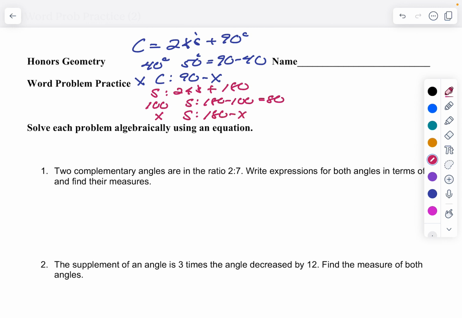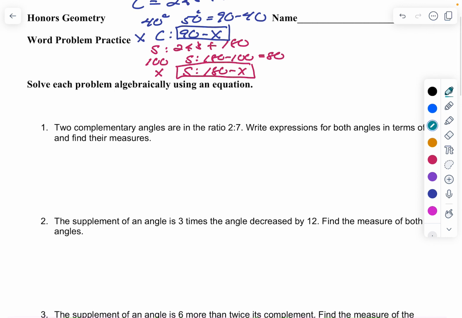And we're going to need those to solve some of our problems here. So let's take a look at the first one. We're going to do the first three together, and then you're going to do the last 7 for homework. Two complementary angles are in the ratio of 2 to 7. So this one's a little different. We don't need these special things yet.